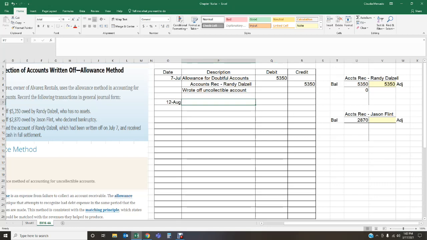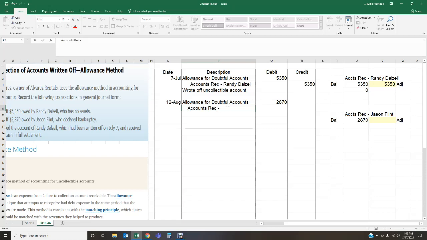Once again, I'm going to debit my allowance for doubtful accounts. The amount of the transaction is $2,870. And I'm going to credit my accounts receivable.